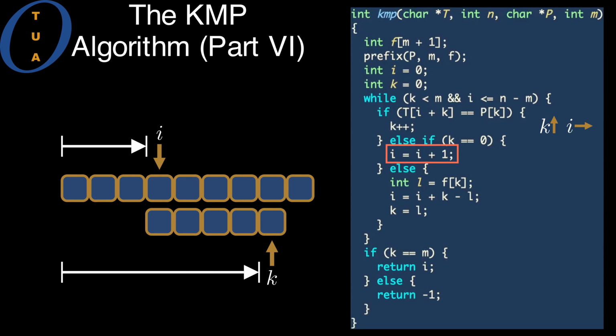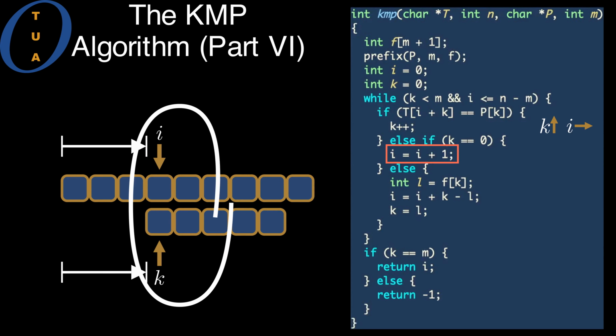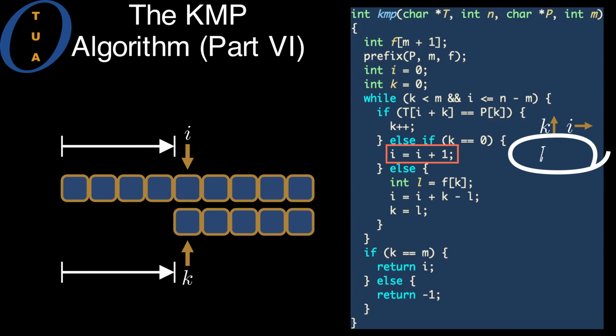In the second case, the comparison fails when k is 0. The screen position of each index increases by 1 unit. We recall this by two arrows pointing up.